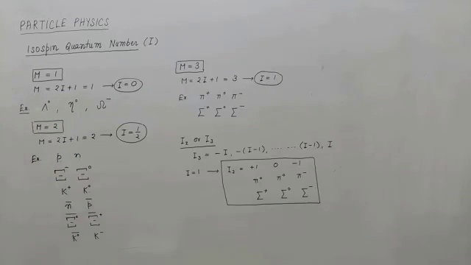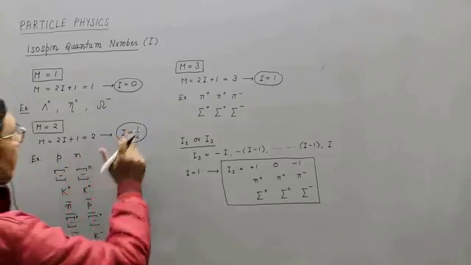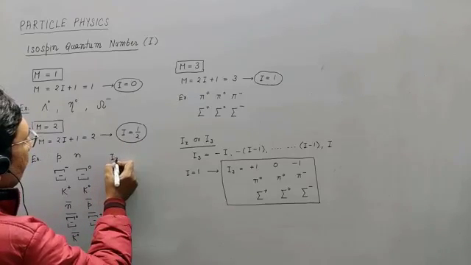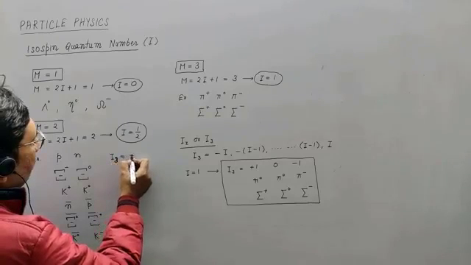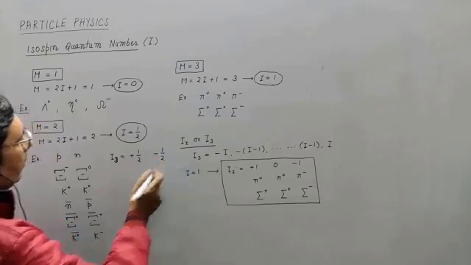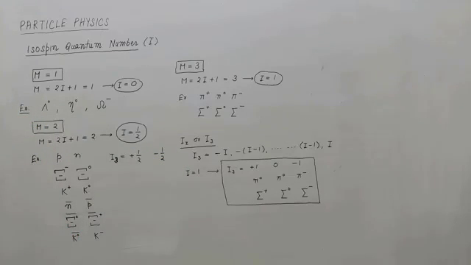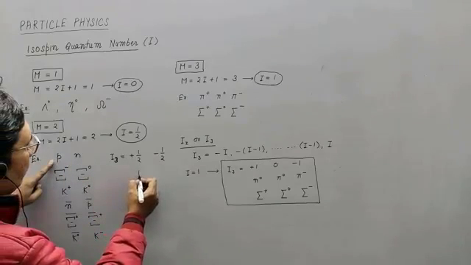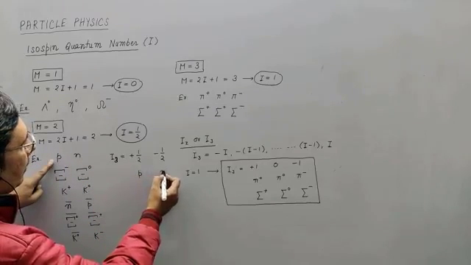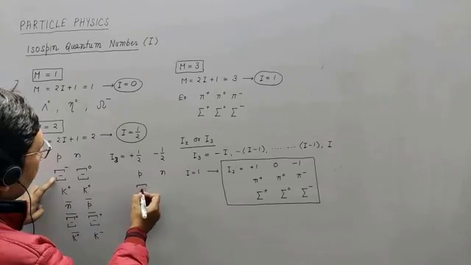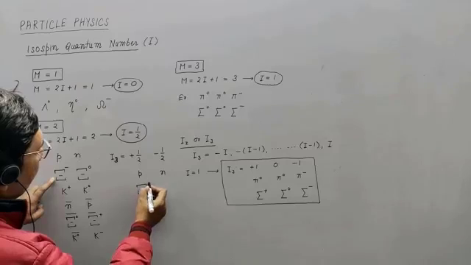Now if you consider I is equal to 1 by 2, what will be the values of I3? It will be plus 1 by 2 and minus 1 by 2. Now apply this. For proton it will be plus 1 by 2. For neutron it will be minus 1 by 2. For cascade 0 it will be plus 1.